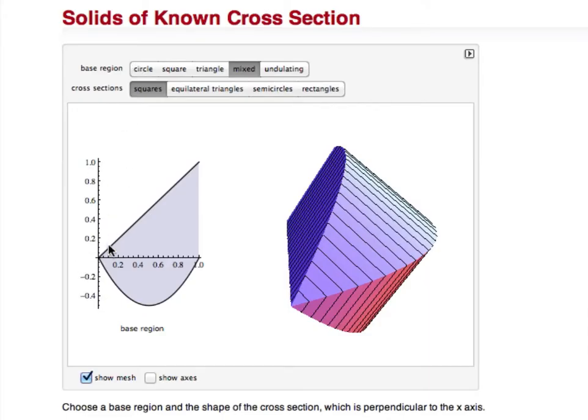Okay, so we can take any two functions or the region bounded by the two functions, and we can take cross sections that are perpendicular to the x-axis here of any known shape that we know the area formula of. So for instance, we can take squares. So we would just take the distance from here down to here and then make a square out of it by coming straight up off the page.